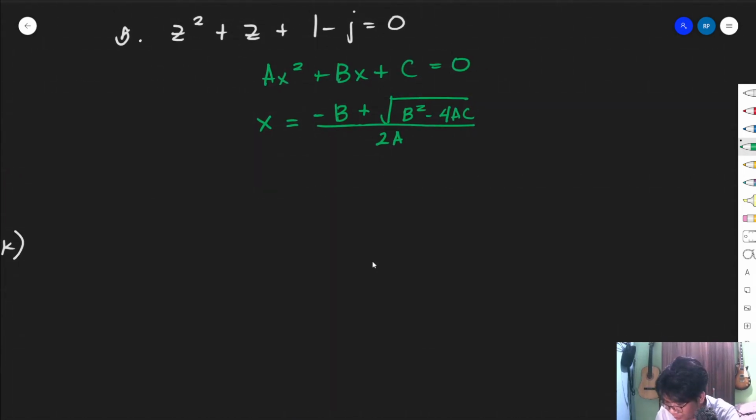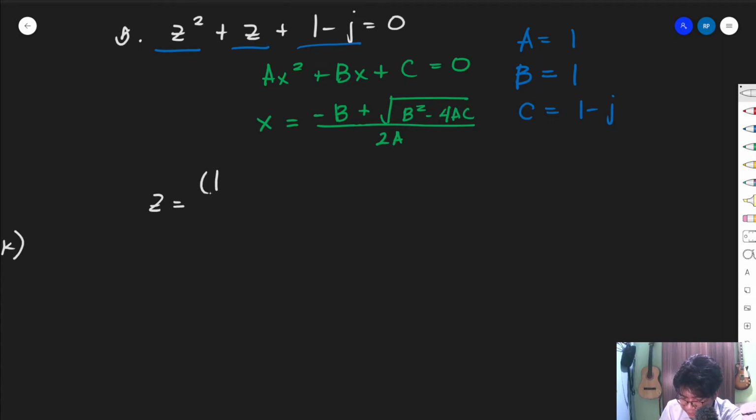Let us determine. No? So, what is a? Of course, 1. No? Yun yung sa z squared. Okay? Then b. What is our b? 1 din. Yun yung sa z. Then for the c, yung may iwan. Ito yung 1 minus j. Okay, 1 minus j. So, game. Let us proceed. No, z is equal to 1 squared. No? Or negative 1 squared. Ayan, negative 1 squared.